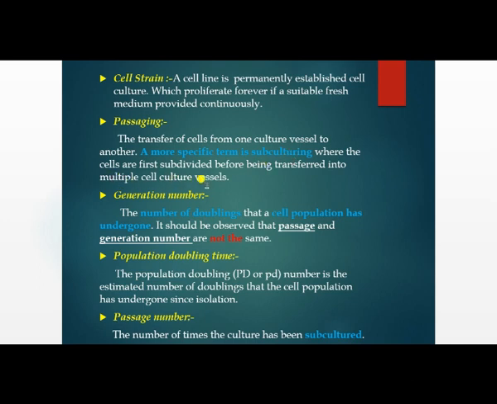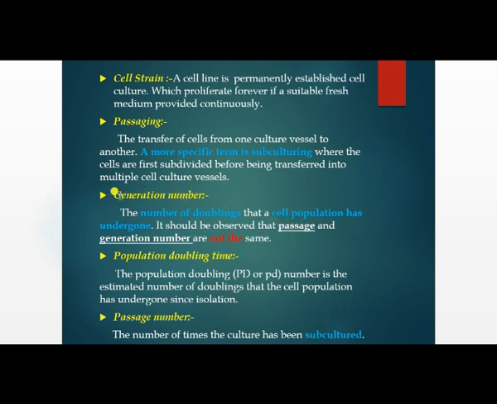Understood? Next is generation number. What is meant by generation number? The number of doublings that the cell population has undergone. It should be observed that passage and generation numbers are not the same. So there is a difference between passaging and generation number. As I told, passaging and subculturing are the same terms, but generation number and passaging are different from each other. In passaging we are subculturing, right?